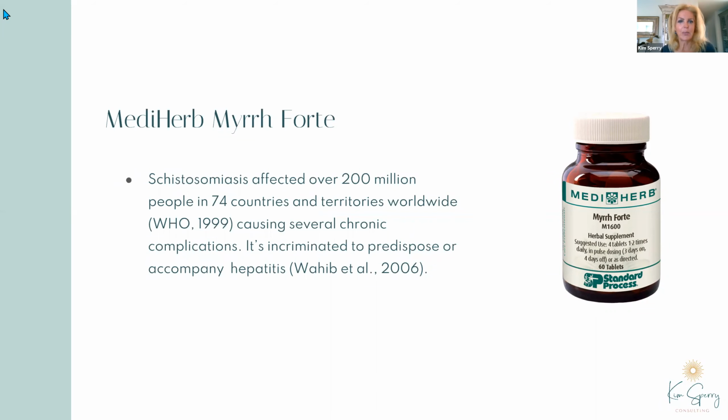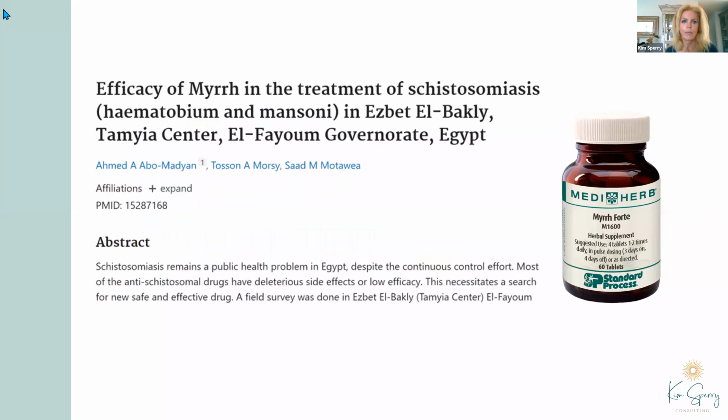So here's a parasite we talked about earlier. Schistosomiasis affected over 200 million people in 74 countries and territories worldwide, according to the World Health Organization, causing several chronic complications. It's incriminated to predispose or accompany hepatitis. So in Egypt, schistosomiasis is a big health problem. And I put this study in here because, again, it remains a health problem in Egypt despite continuous control efforts.